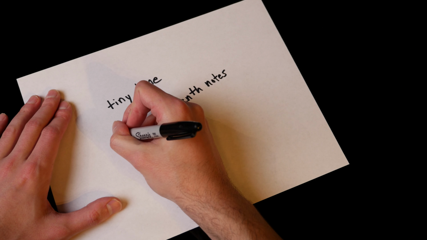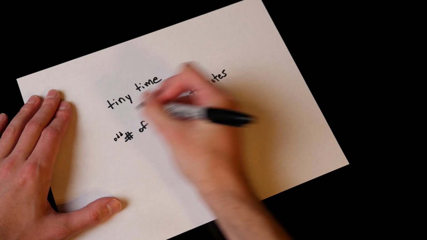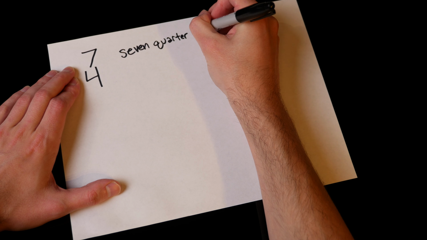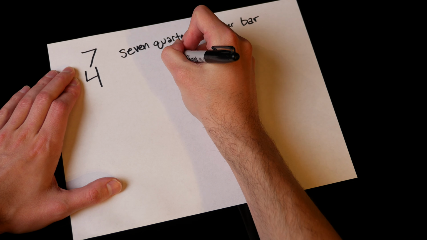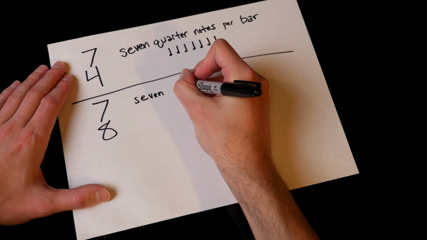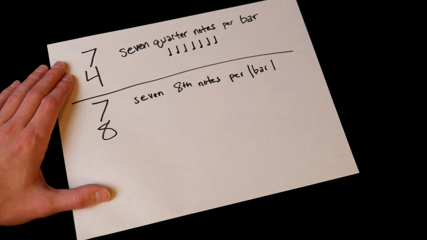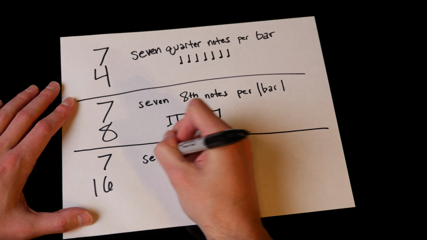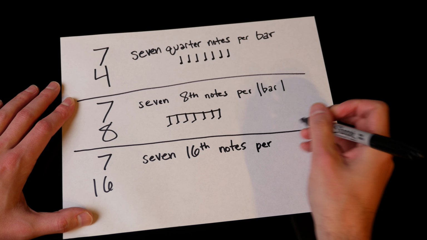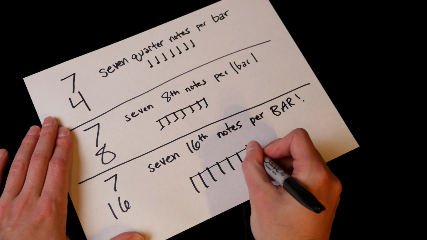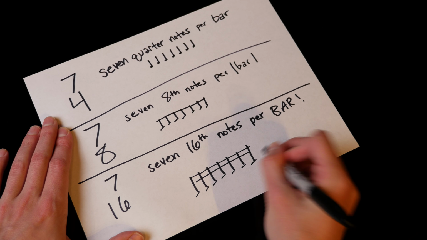Today's example is an odd time signature of 7, and you can think about this in a number of ways. First, we have 7/4. 7/4 is when there are 7 quarter notes per bar. 7/8 means that there are 7 eighth notes in a bar. And finally, 7/16 means there are 7 16th notes exactly in one measure. Let's take a closer look at that 7/16.